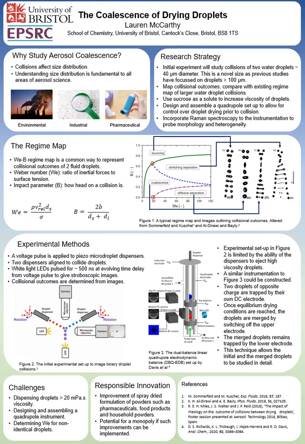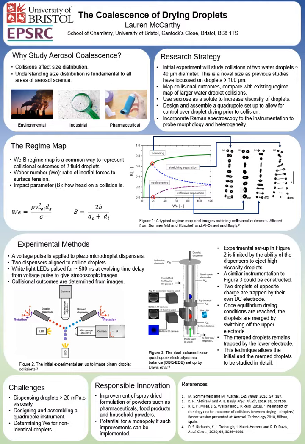So what will my research strategy be? Well, previous experiments have focused on the collision of larger droplets, greater than 100 microns. So my initial experiment will study two water droplets of roughly 40 microns in diameter, which is a novel size. I will then map the collisional outcomes on a regime map and compare this map to what has been previously mapped with larger droplets.